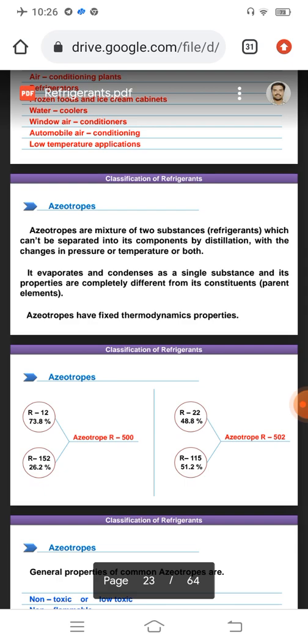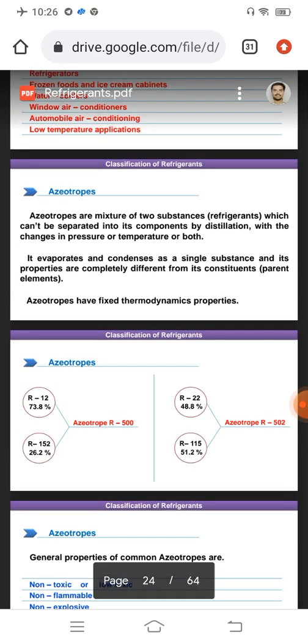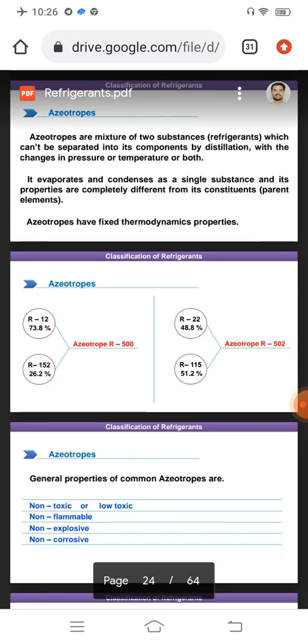Similarly, the azeotropic R502: in this azeotropic R502, 48.8% is R22 and 51.2% is R115, and the chemical formula becomes CHClF2. Next, we are finding zeotropic refrigerants. These are a mixture of two or more refrigerants with dissimilar boiling points when they change phase.